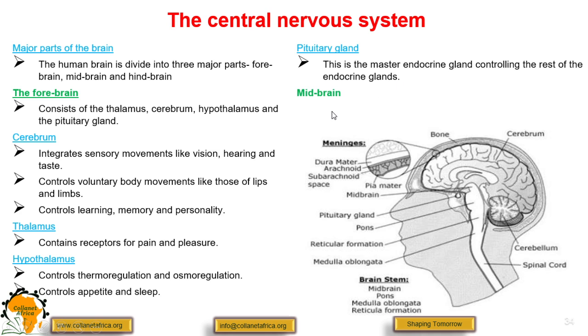The midbrain is the other part of the brain, and it relays impulses between the nerves from the spinal cord and the forebrain. It's actually like a bridge between the spinal cord here and the forebrain.